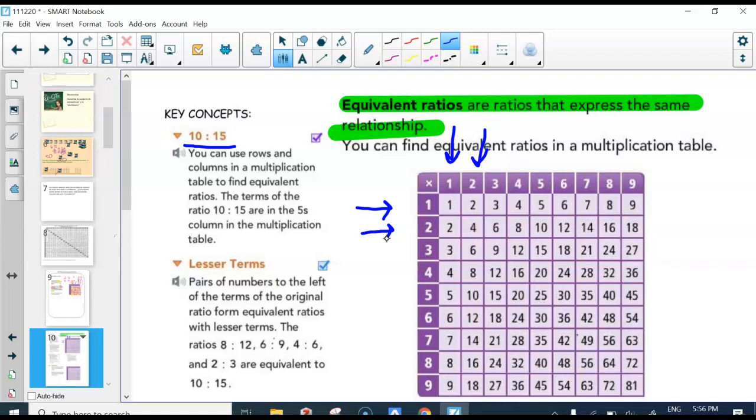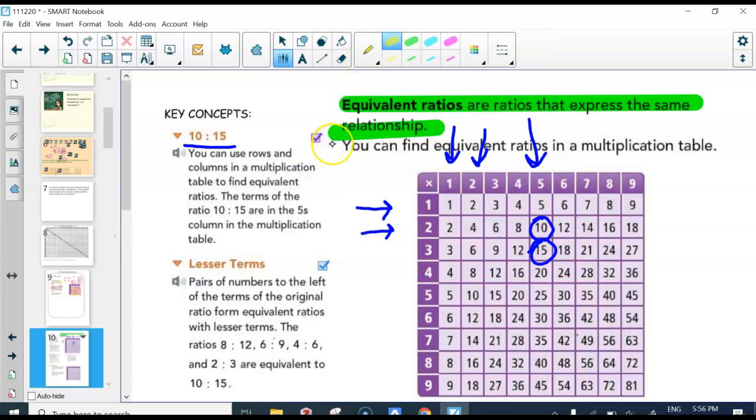Yo quiero 10 es a 15. ¿Puedes encontrarlo? Es aquí. 10 y 15 son en la columna 5. ¿Okay? Ahora, este es mi razón original. Y ahora yo quiero encontrar términos más pequeños, o lesser terms. Términos más pequeños, lesser terms.